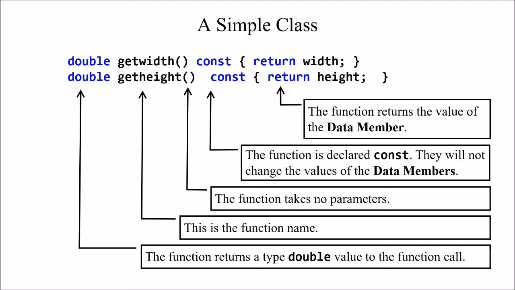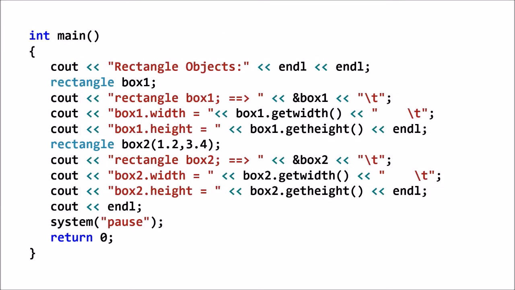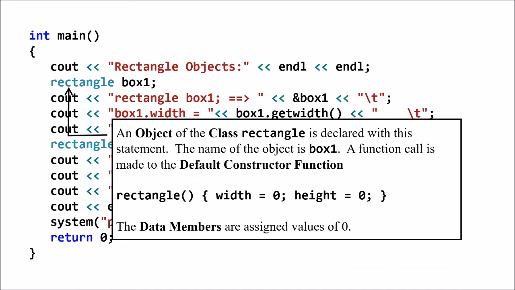And it's simply the return statement followed by the data member that is being returned to the function call. So return width will return the value of the width data member, and return height will return the value of the height data member. This is the main function that exercises the class that I've just described. It's a simple function. It looks like all of the other main functions that you've written.